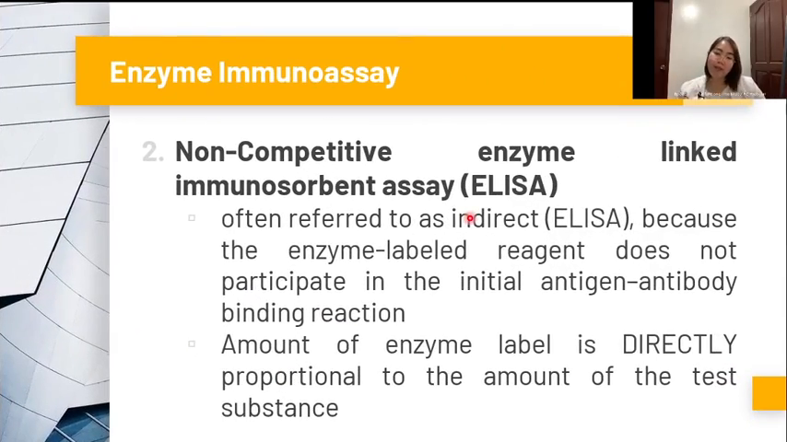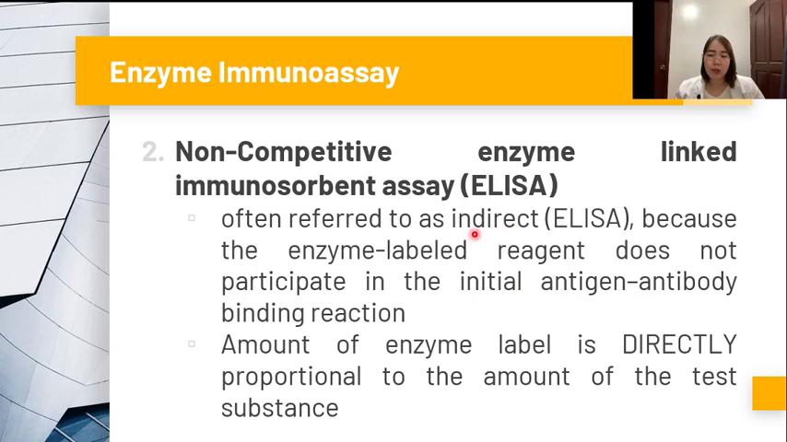For our non-competitive ELISA, it is still the same as before. We are now using an enzyme-labeled antibody. Often, this is referred to as indirect ELISA because the enzyme-labeled reagent does not participate in the initial antigen-antibody binding reaction, because we use a first antibody attached to a solid phase. Then you add the multivalent antigen, and a second enzyme-labeled immunoglobulin or enzyme-labeled antibody will be added. The amount of enzyme label is directly proportional to the amount of the test substance.